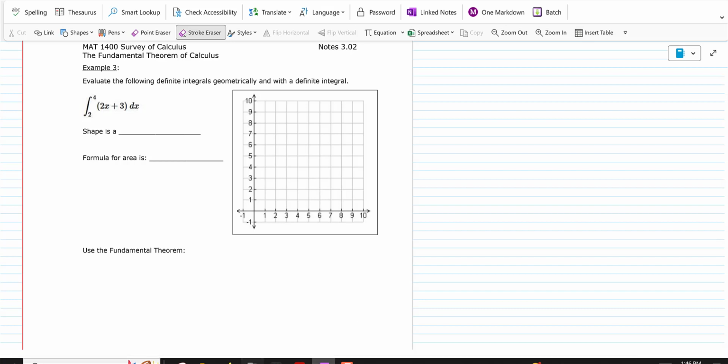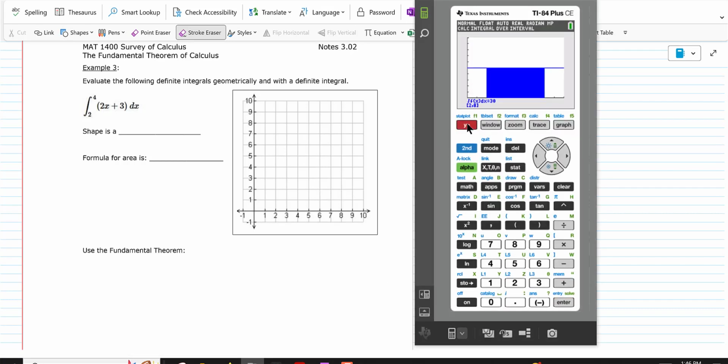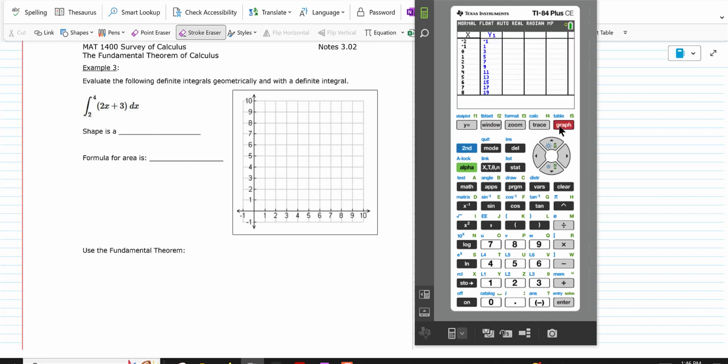Go ahead and get your calculator, and on this example 3, graph 2x plus 3, and just use the same window that we did for the previous problem. Okay, and that's okay on that. What I'm going to do is go to my table of values and just get a few points on here, and this will be fine.